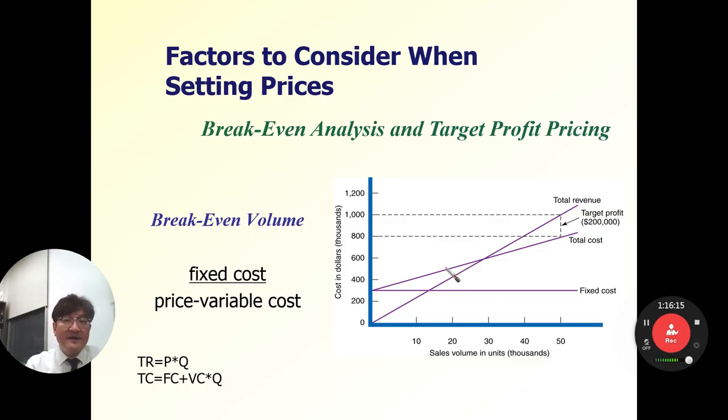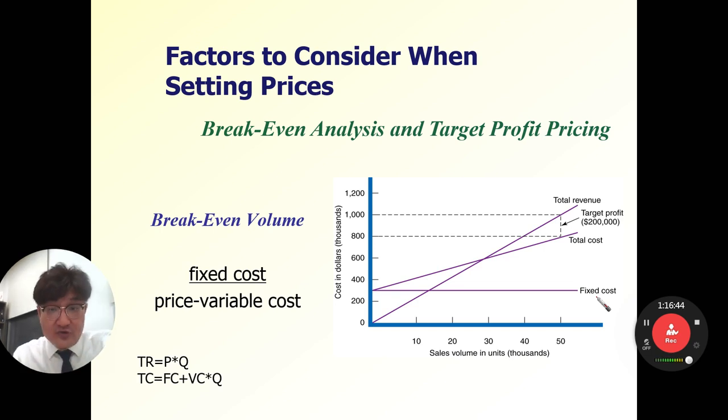I believe this graph is not quite difficult at all, because for those of you who studied, say, microeconomics, you will see this graph so many times, right? We have three lines over here. This one is the total revenue line, this line is the total cost line, and this is the fixed cost line.